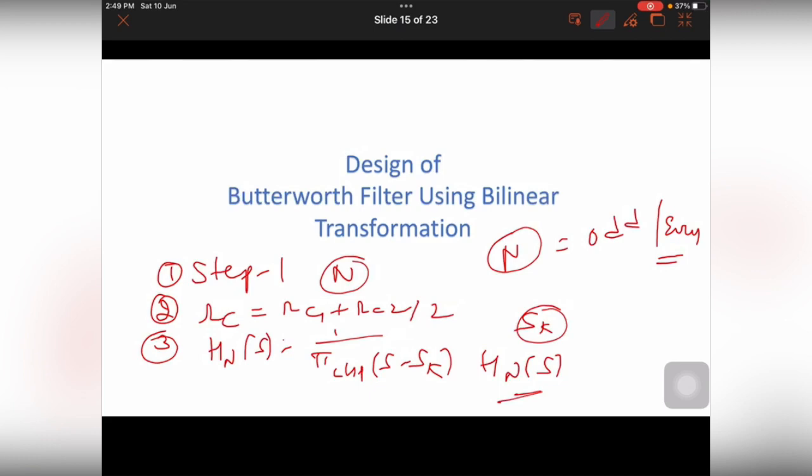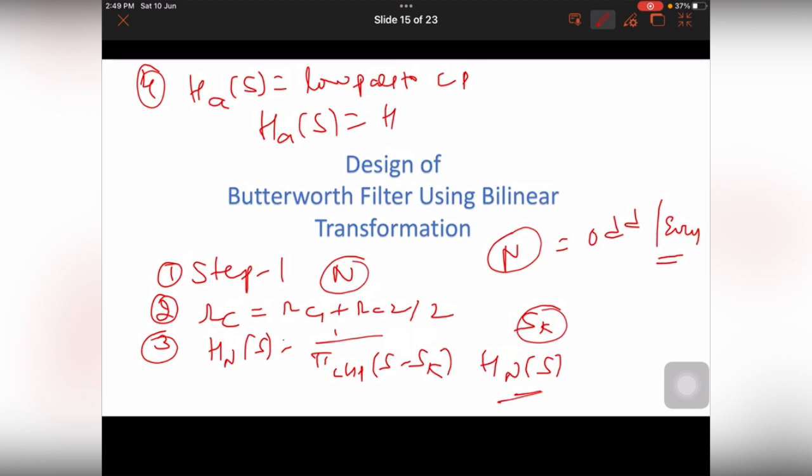Once we have calculated Hn of s, the last step is to calculate the analog system transfer function Ha of s. It is known as low pass to low pass transformation. Here we obtain Ha of s by substituting in Hn of s, s replaced by s by omega c, and obtain the actual analog system transfer function Ha of s. This is the procedure we discussed in the previous problem.